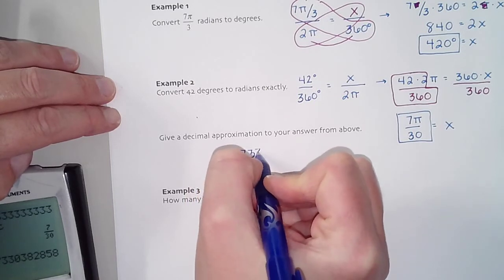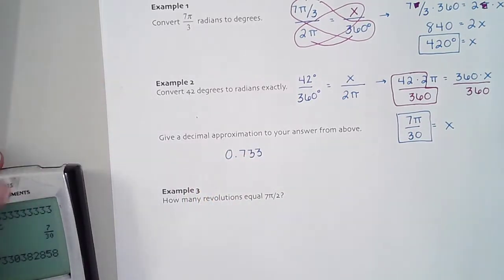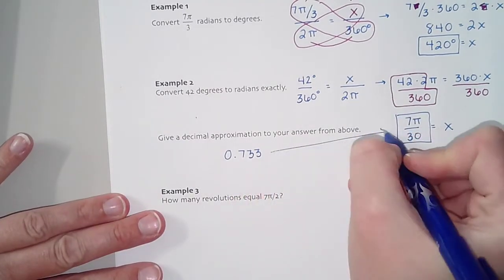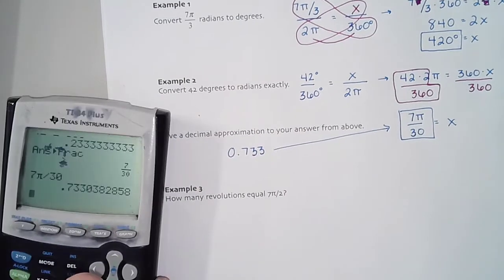And it didn't tell me a place to round to, so I'm going to go just 0.733. Okay, and that's equivalent to 7 pi over 30.